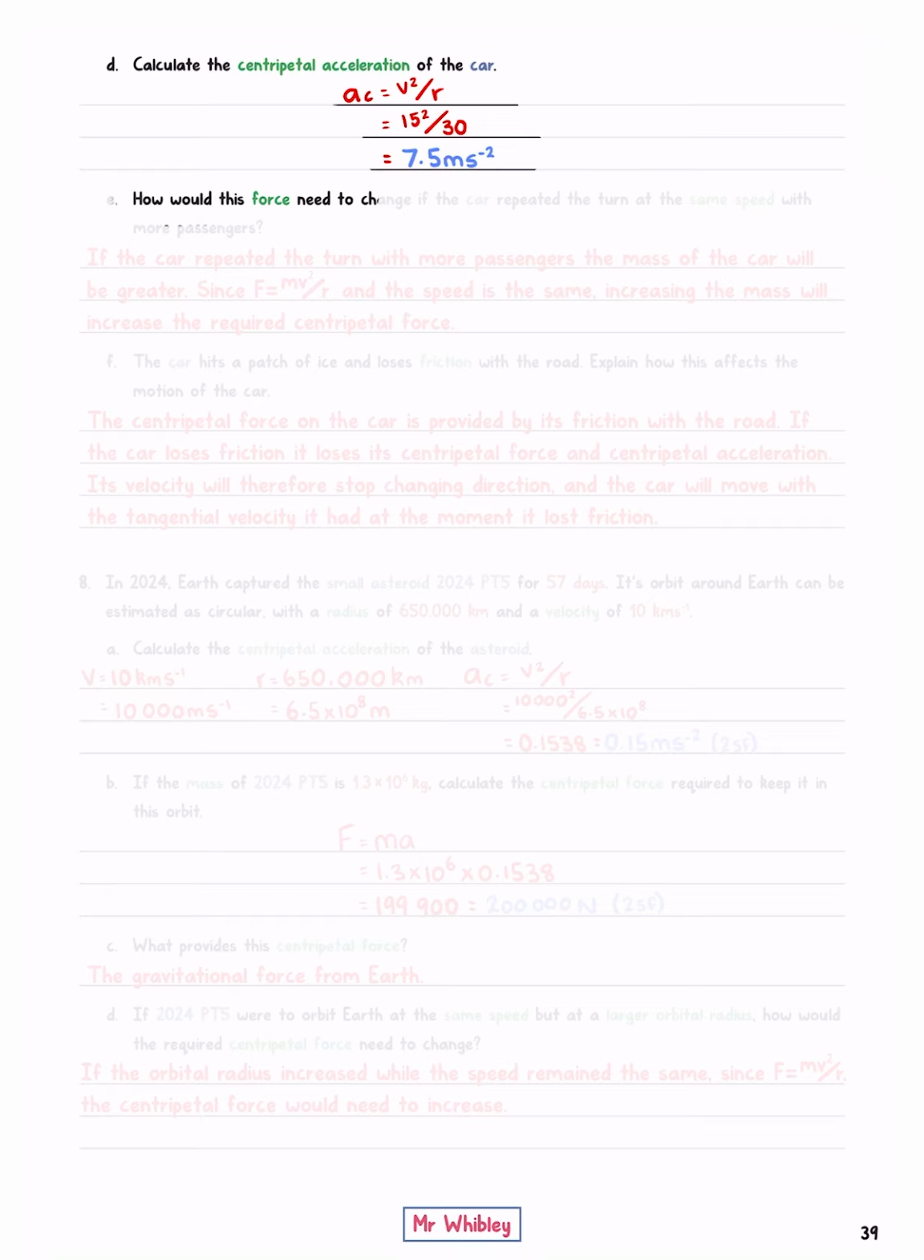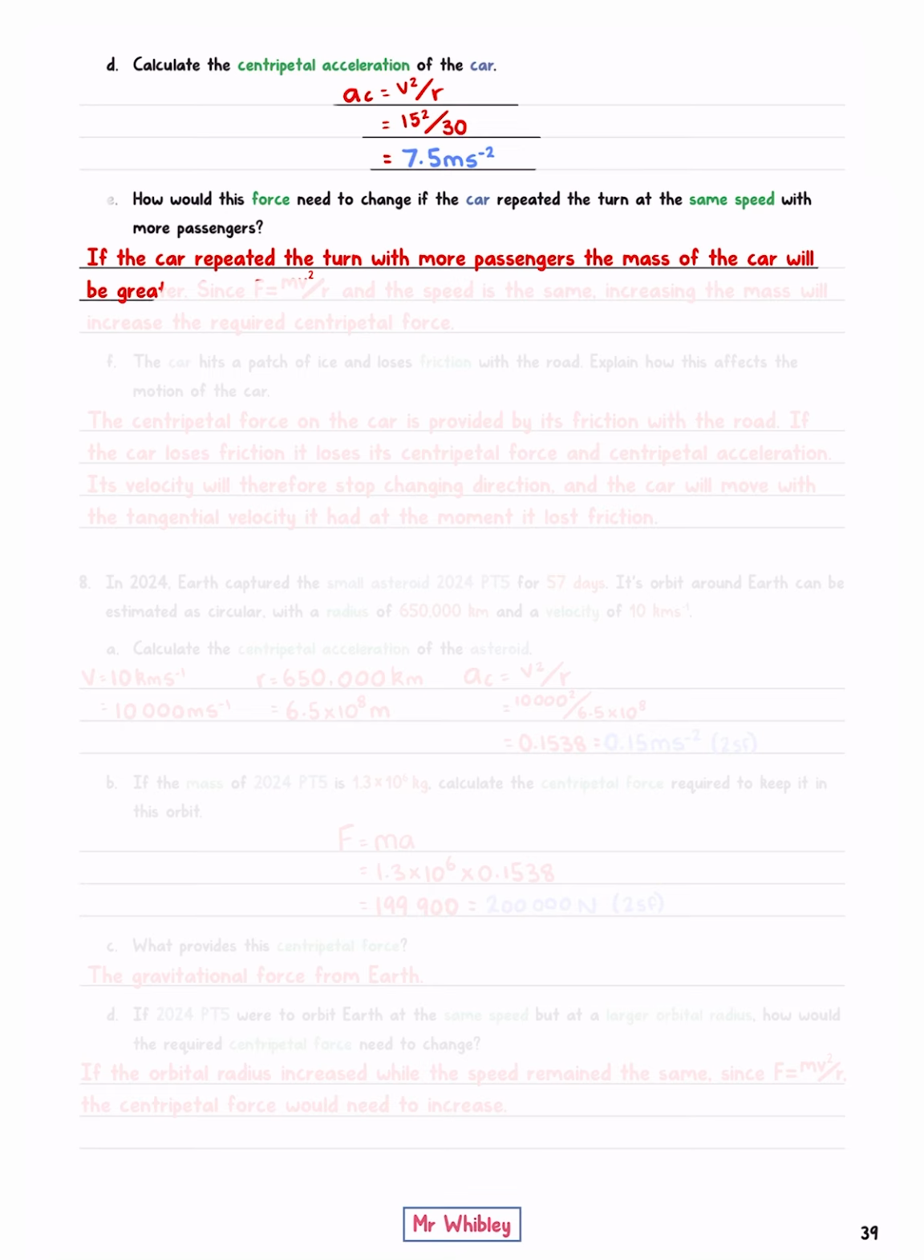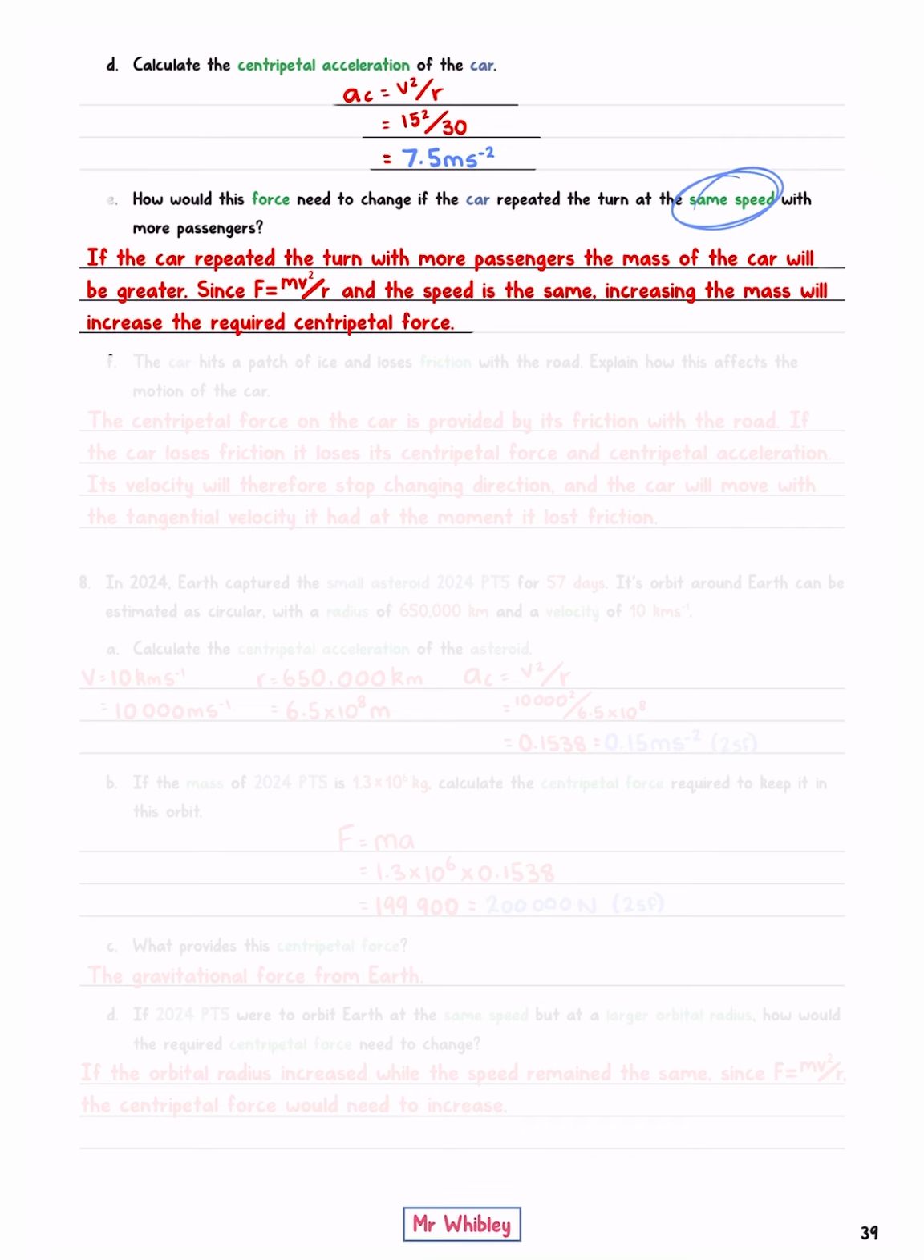How would this force need to change if the car repeated the turn at the same speed but with more passengers? If the car repeated the turn with more passengers, the mass of the car will be greater. Since F equals mv squared over r, and the speed is the same, since we were told it was the same, increasing the mass will increase the required centripetal force. That is to say that if the radius and the speed is the same, an increase in the mass must result in an increase in the force.